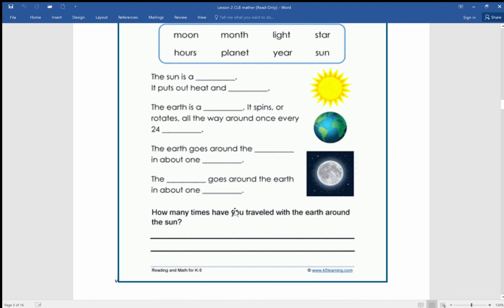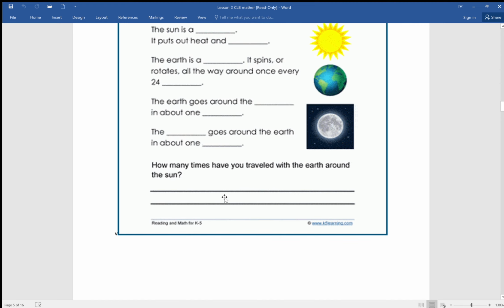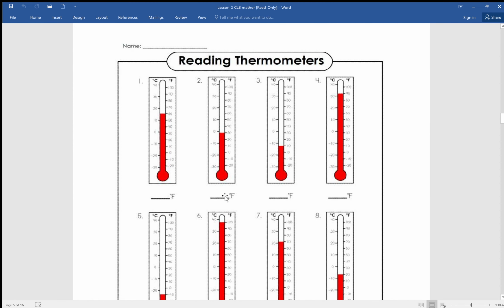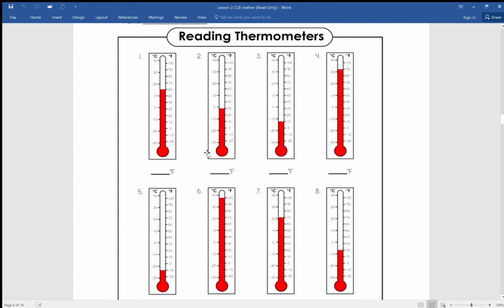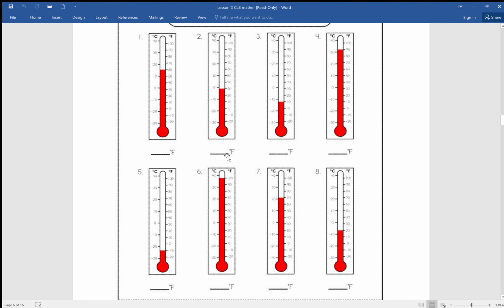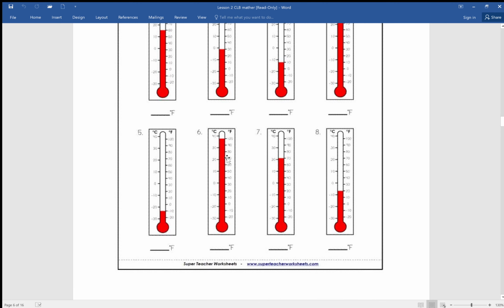How many times have you traveled with the Earth around the sun? This is just asking how old you are, so yeah. Because I do not know how to zoom in correctly, and because the pixels are so bad, I am not going to do the reading thermometer problem. This actually happened in the real lesson, so yeah.